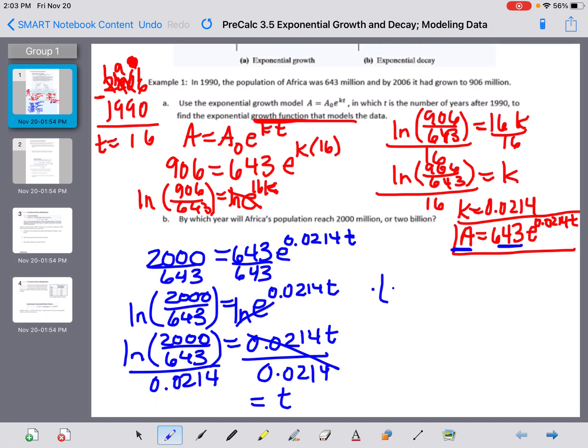If somebody asked me what's the exact answer, I would say it can't be exact because I rounded that 0.0214 earlier, but we're going to type in our calculator natural log, parenthesis, 2,000 divided by 643, close your parenthesis, get a decimal, divided by 0.0214. And this is going to give us approximately how many years? Okay. Natural log 2,000 divided by 643.